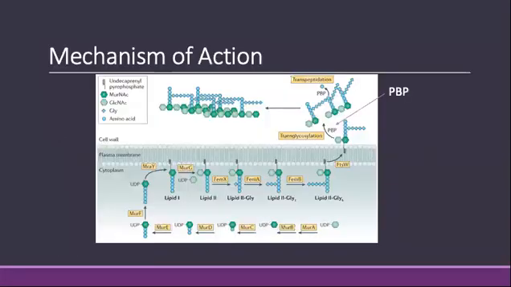First, we're going to talk about the mechanism of action. Carbapenems inhibit bacterial cell wall synthesis by binding to penicillin binding protein. This blocks peptidoglycan synthesis in the cell wall, and it results in the bacteria lysing.